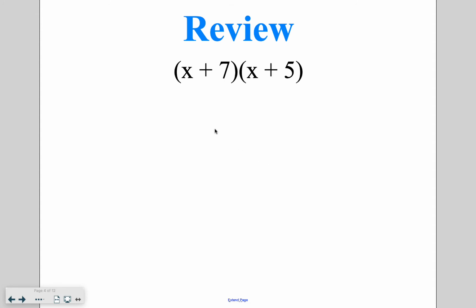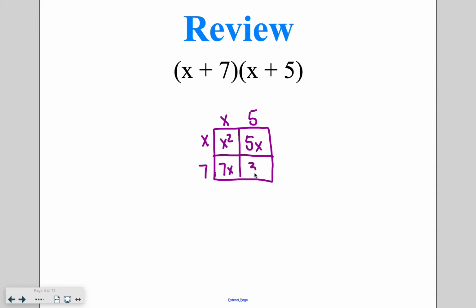So I just want to review really quickly how we would have gotten to that trinomial to start. In the first part of this chapter, we looked at this box method where we took our two binomials and we multiplied them together to get x squared, 7x, 5x, and 35. Then when we put it together for our final answer, we were at x squared plus 12x, because we had 7x and 5x, and then plus 35.